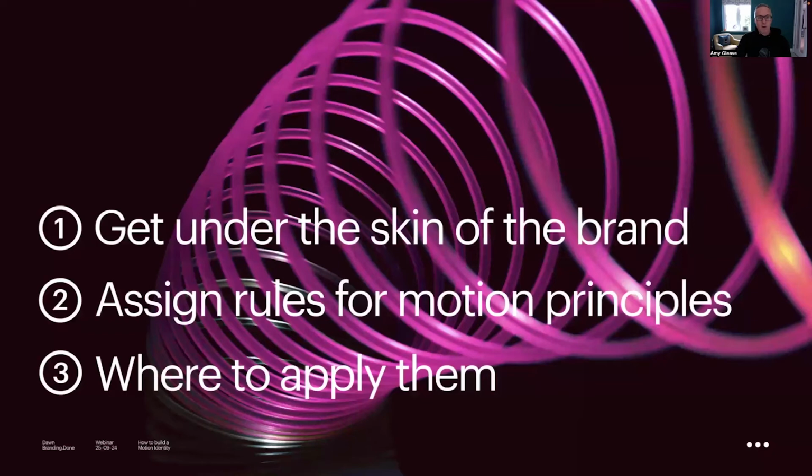These are the three core areas we're going to look at. So the first part, get under the skin of the brand. So how do you understand what your brand is all about to then determine how you go about creating motion graphics and animations? Then we're going to talk about how you assign rules for motion principles. And then finally, we're just going to show some examples of where you might apply them. So just three clear stages to this webinar.